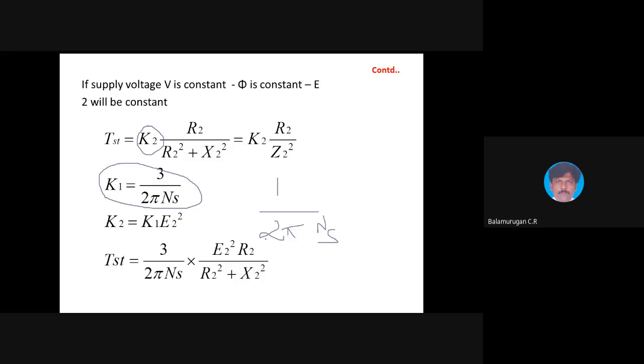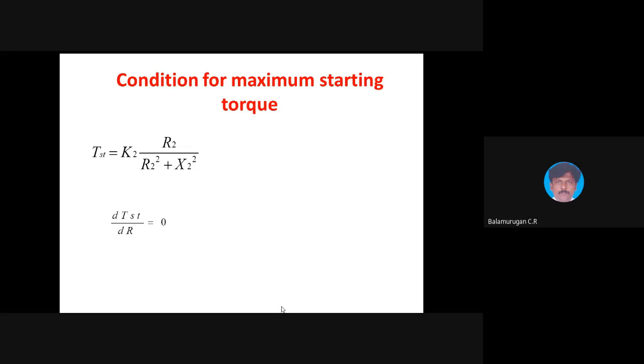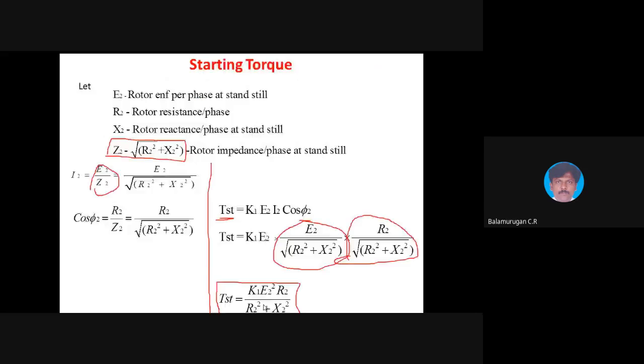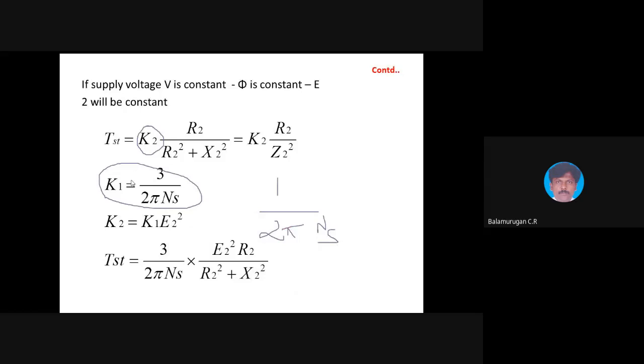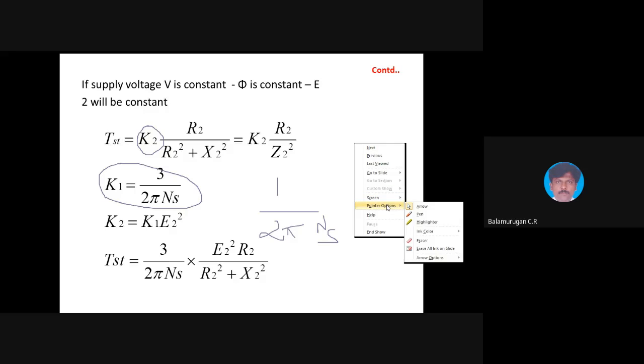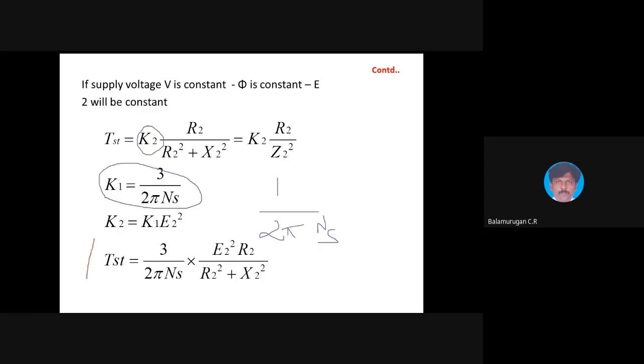Okay. From the previous equation, K1 E2 squared is K2. And what is the value of K1? K1 will be 3 divided by 2 pi ns. So here you refer to this equation, K1 E2 squared, that is given as K2, and K1 will be 3 divided by 2 pi ns. And when you substitute the values, this will be the final equation for the starting torque. Okay. So this is the final equation for the starting torque.